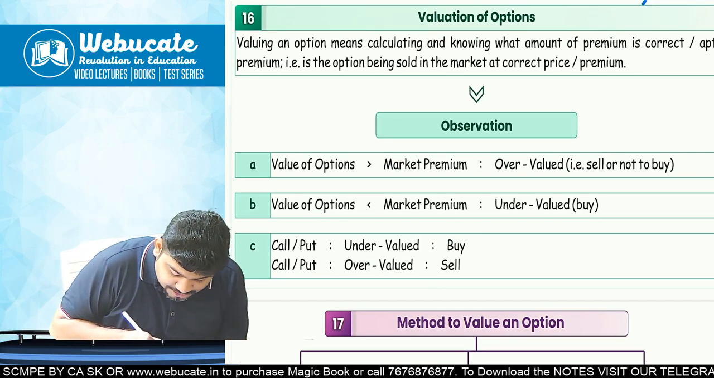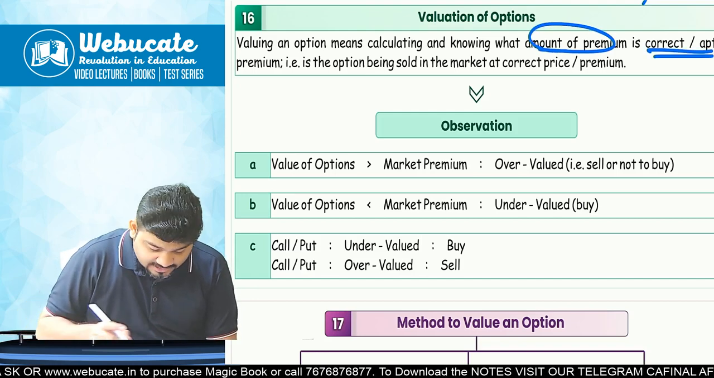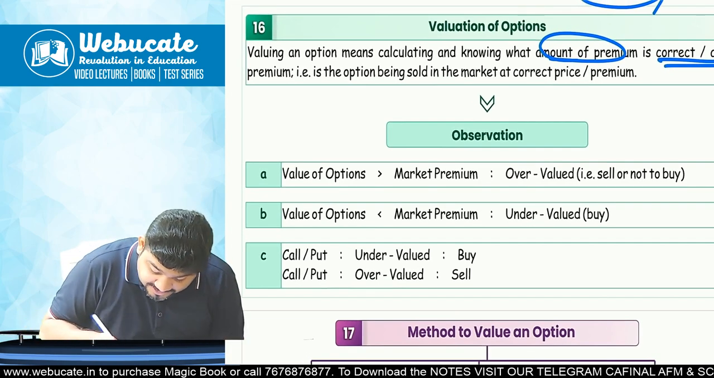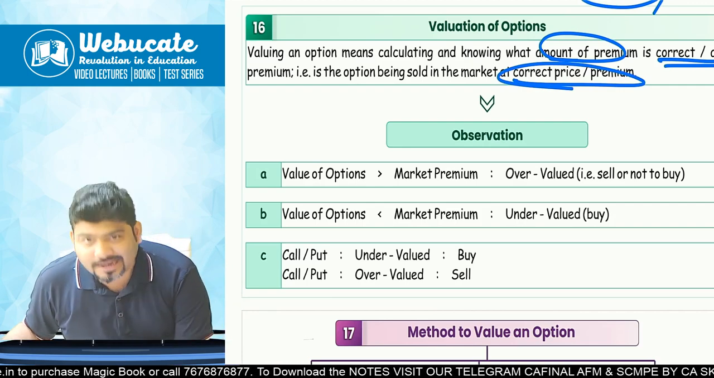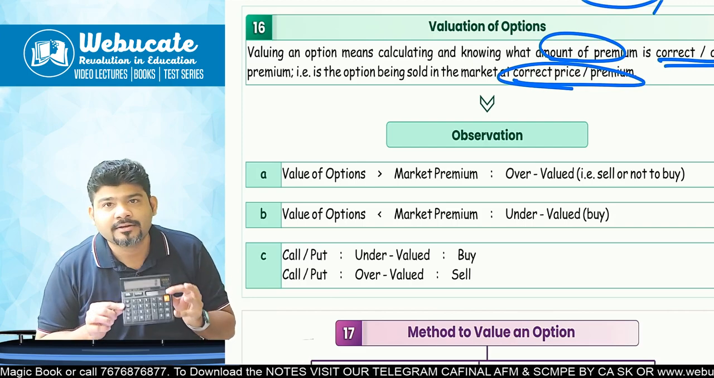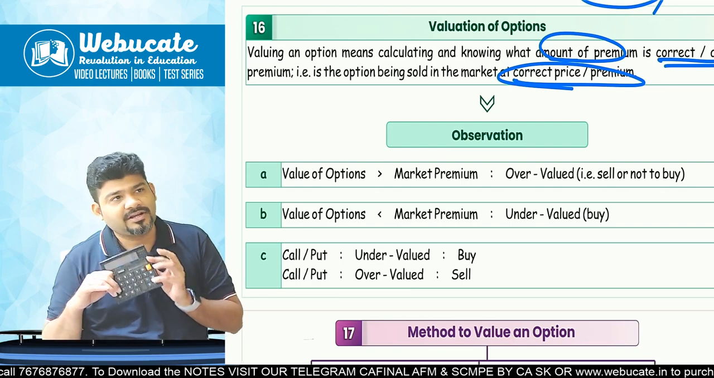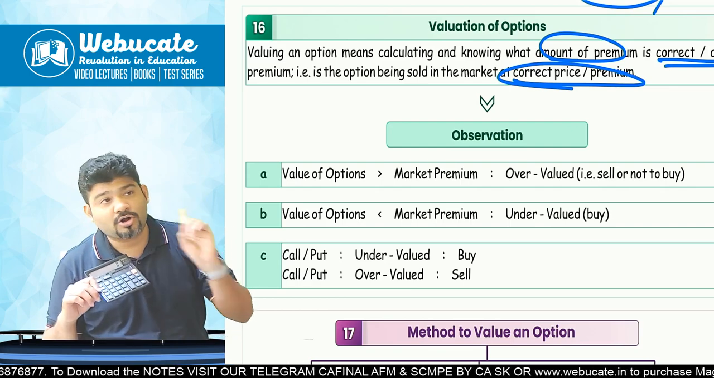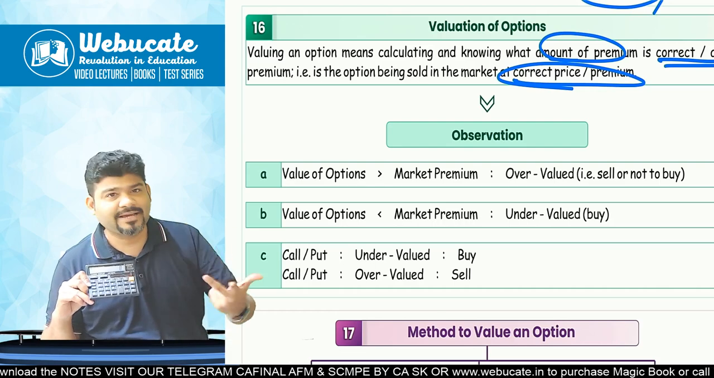Valuing an option means calculating and knowing whether the amount of premium is correct, that is, whether the option being sold in the market is at the correct price or not. Suppose I go to purchase this calculator, I will check that this calculator is actually worth 100. But if somebody is selling it at 120, I will not buy it. I will say, oh my God, why are you selling it at a high price? 120 is a high price, 20 rupees extra.